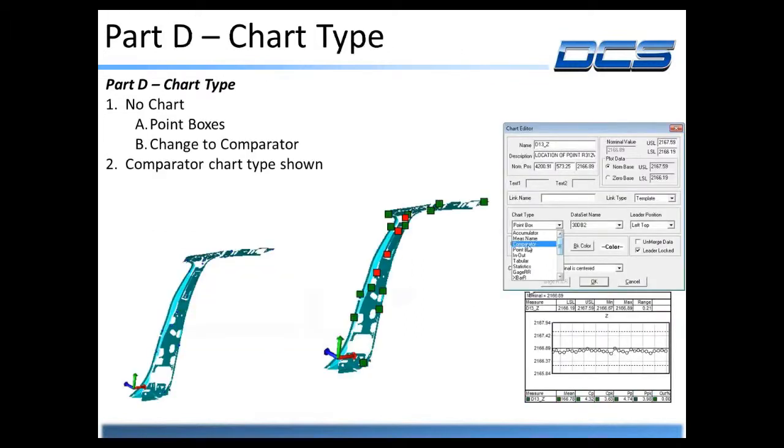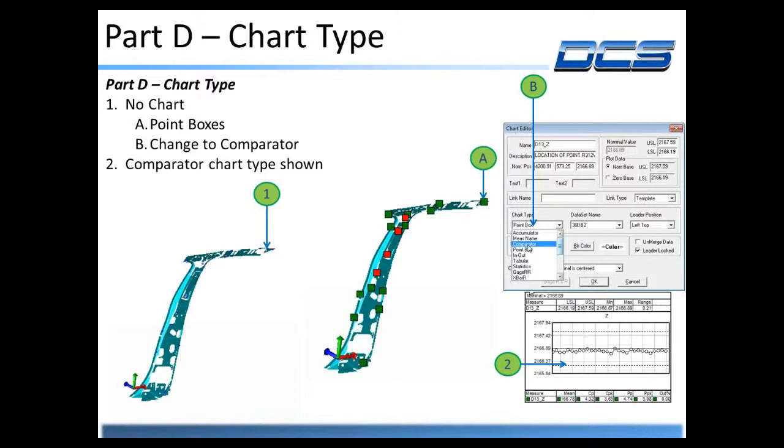And let's move on to chart type. We've got two images of the part here. In the first image, there's no charts. In the second image, we've changed that and added the point boxes around the product itself. And the point boxes are in that green and red example that we just saw in the legend spec limits there. So that's whether or not they're in or out of spec. Exactly. You can make a report just on point boxes if you wanted.